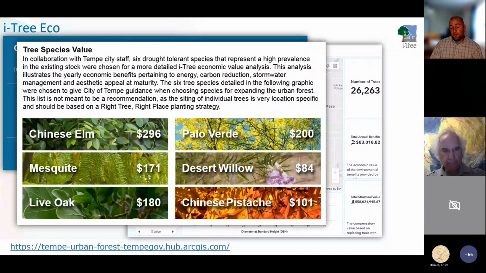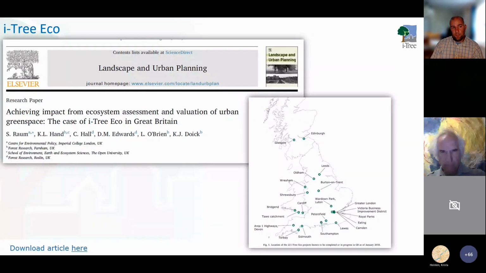And they've taken it one step further and said, which species are providing the biggest benefits, and maybe we want more of those. So these are trees that they're recommending, still within a right tree, right place framework, but out of iTree Eco, they've been able to make some strategic decisions about which trees might be best for the city. So that's a really cool project.